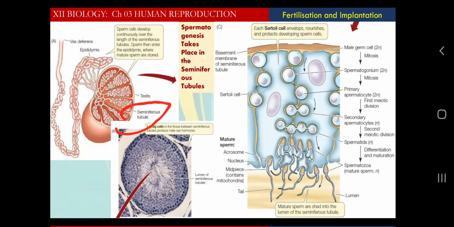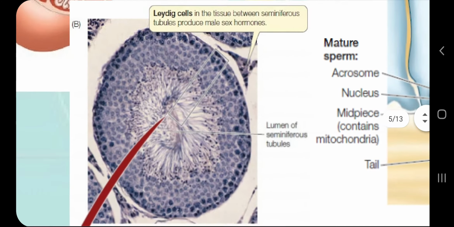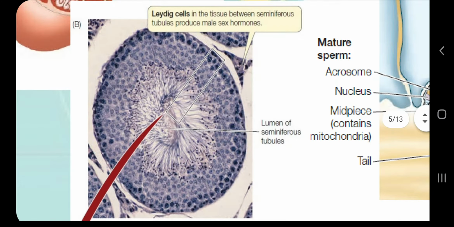And if we see the TS of testicle, although I have discussed this in my previous videos, this is also important for your practical syllabus, from the spotting point of view. So here you can see one seminiferous tubule in transverse section.